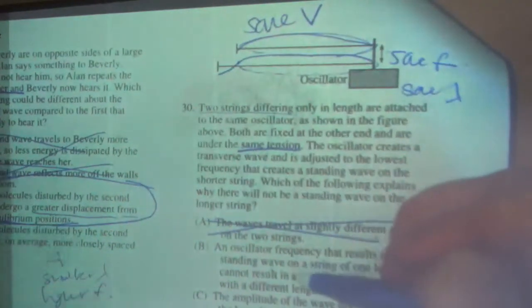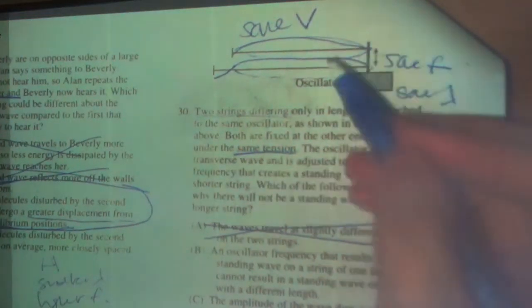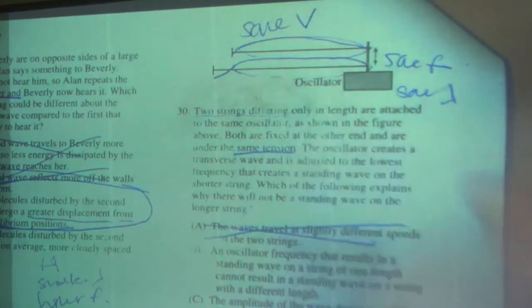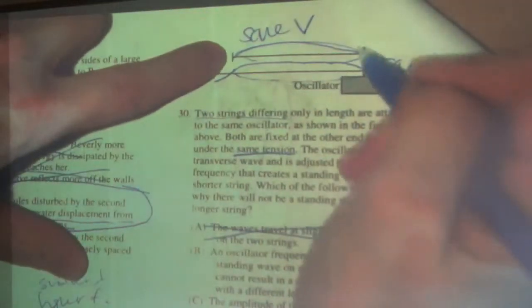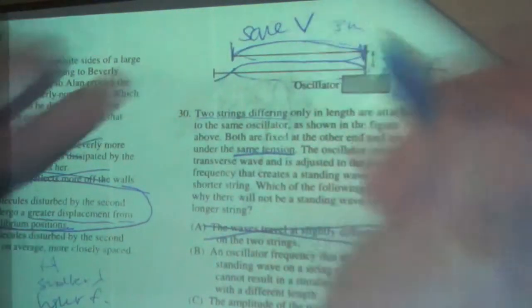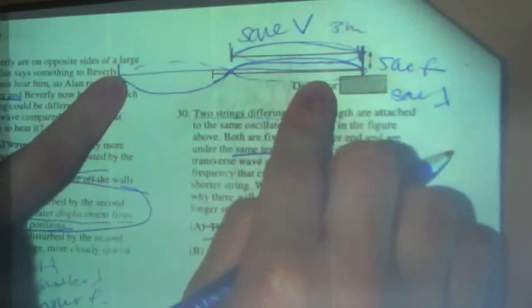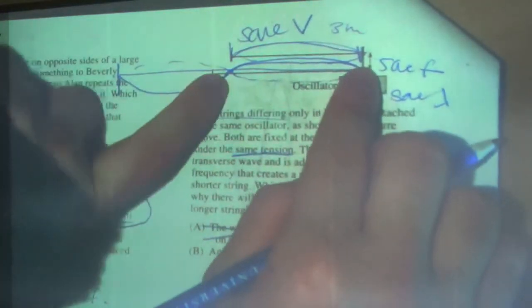A lot of people, if you miss this on the test, mainly put B, saying that a frequency on one length will not result in a frequency working on another length, but that's not true. Some lengths would work. In fact, if this one was, I don't know, 3 meters, and I had 6 meters, that would work because it would be twice the length, not twice the wavelength, so I would get 2 of the half wavelengths because it's still the same wavelength.